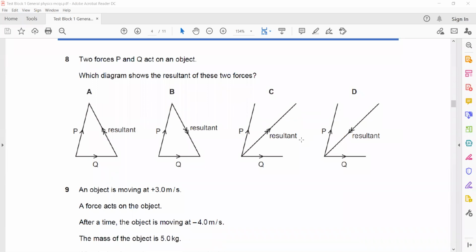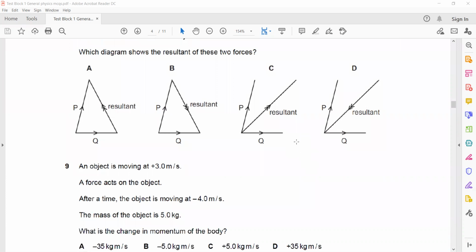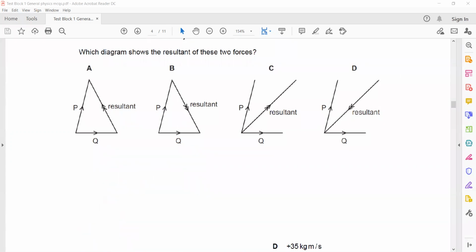Question 8. Two forces P and Q act on an object. Which diagram shows the resultant of the two forces? How to get the resultant of two forces? We use a simple technique. To get the resultant of the two forces, we use what is called a vector diagram or a scale diagram.